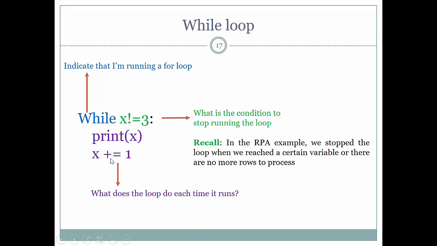Another difference between a for loop and a while loop is that for a for loop, it automatically increases the variable by 1. But in the case of a while loop, you have to explicitly indicate it in your code, which is in this line.